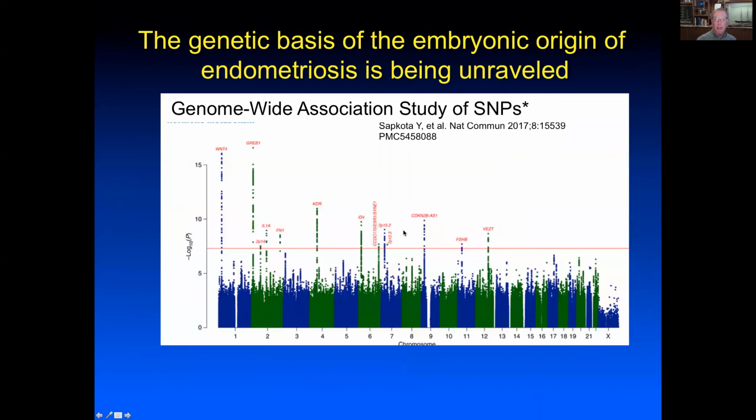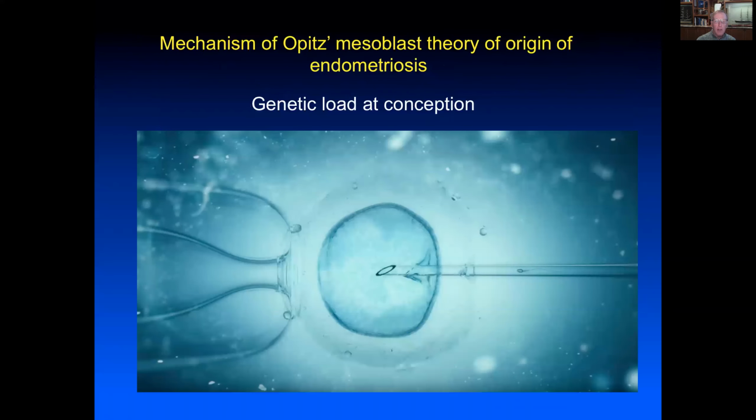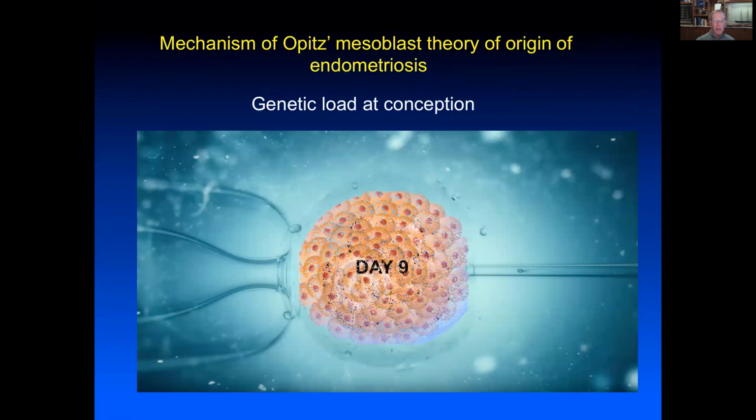The genetic basis of the embryonic origin of endometriosis is being unraveled by genome-wide association studies such as this one, where elevated single nucleotide polymorphisms were found. And when you look at the downstream function of these findings, embryonic development, estrogen response, angiogenesis, cell proliferation, Hox genes, gene silencing, basically a lot of the stuff that we know about endometriosis occurs because of a genetic load at conception.